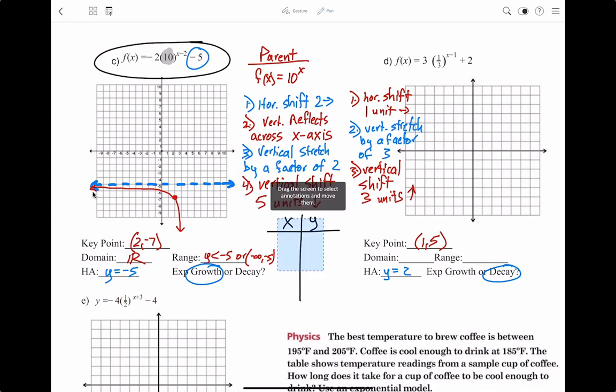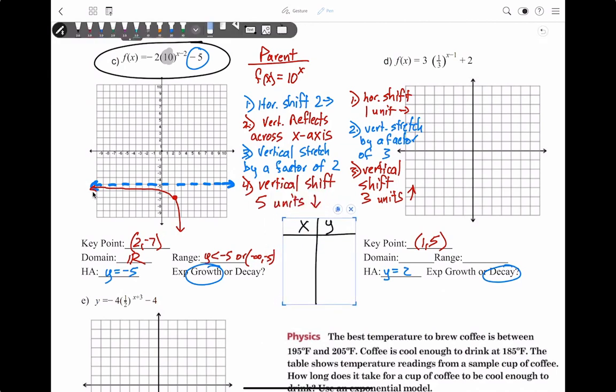And then let me go ahead and move this over just a little bit because I'm going to use it for this other graph here. Well, we know it starts at key point x is equal to 1, and then just start making values like 2, 3, and 4 if you want.